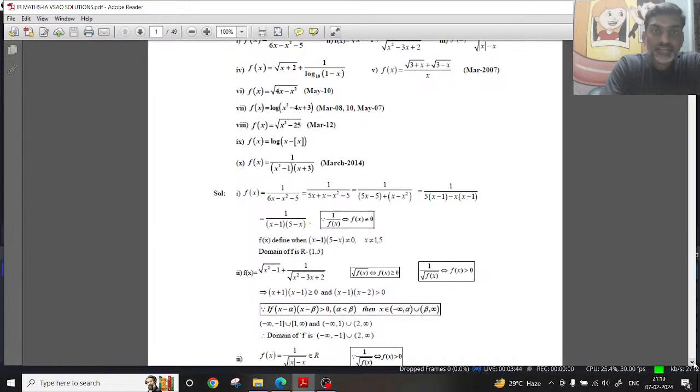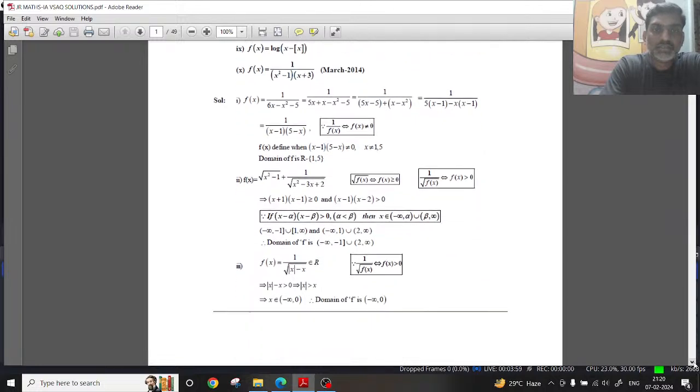Okay, if we see question number 1, 1 over 6x minus x square minus 5, we can write it as 1 over (x minus 1) times (5 minus x). So the function is defined everywhere except x equal to 1 and x equal to 5. So what could be the domain? Domain is R minus the set {1, 5}.